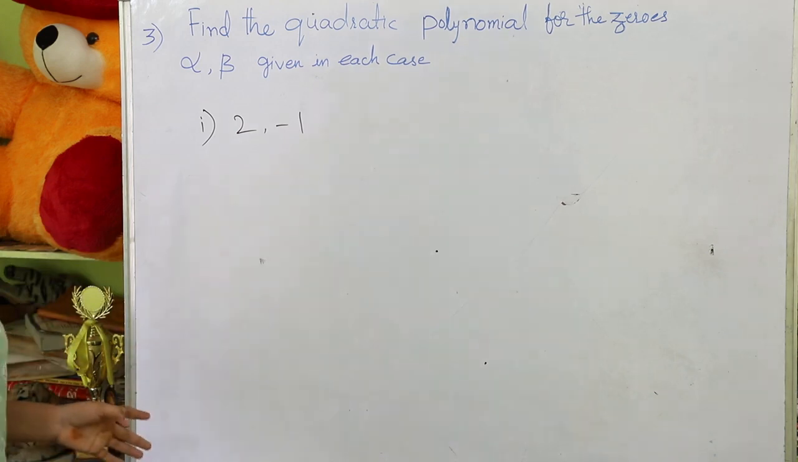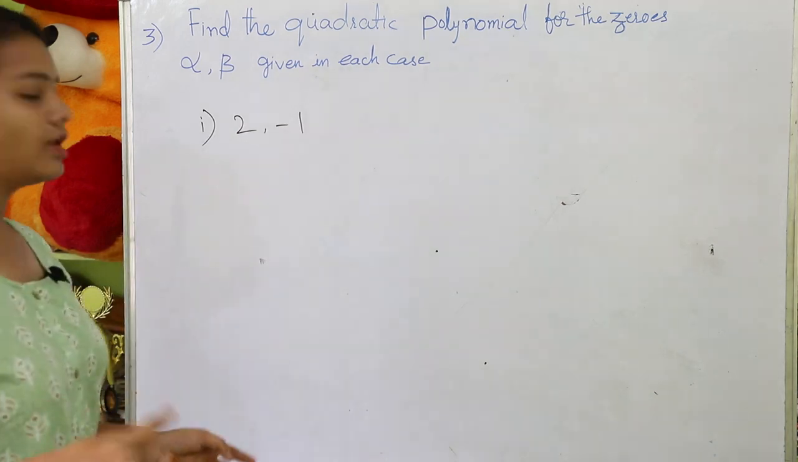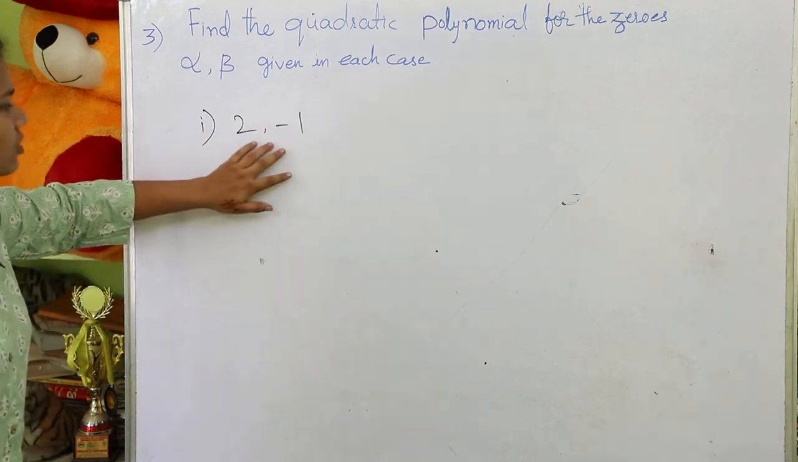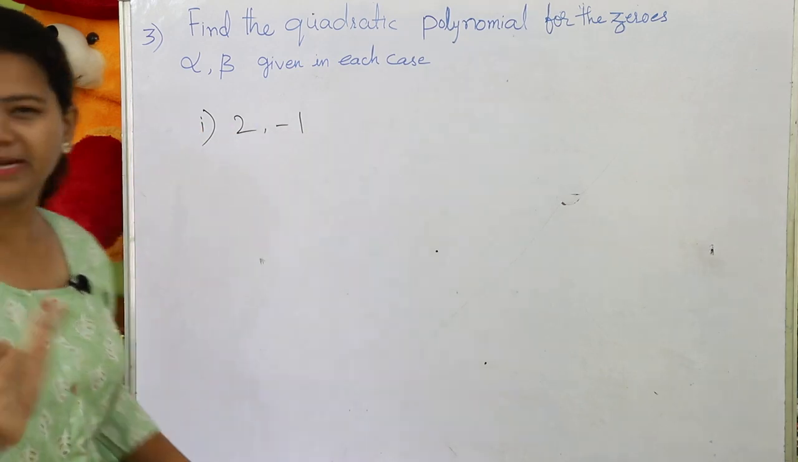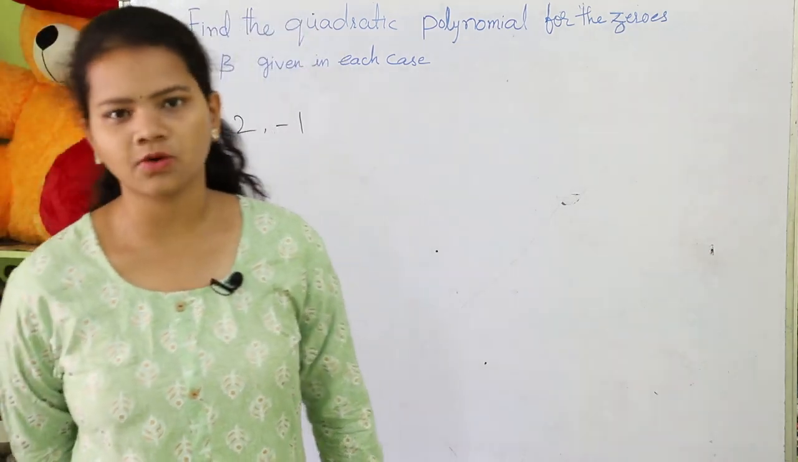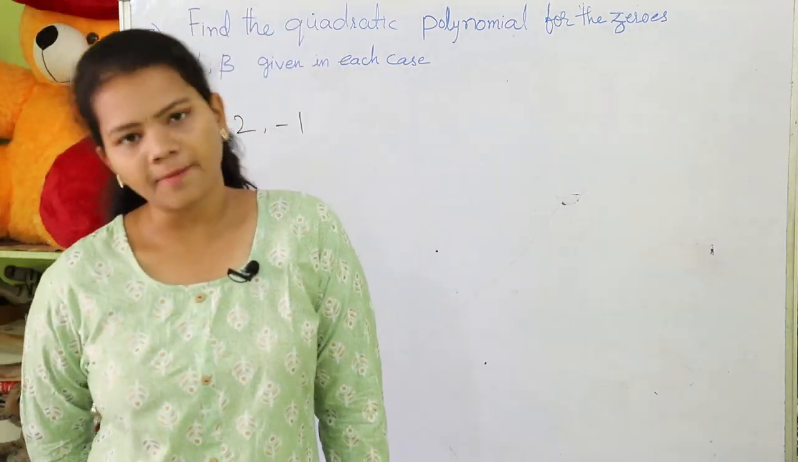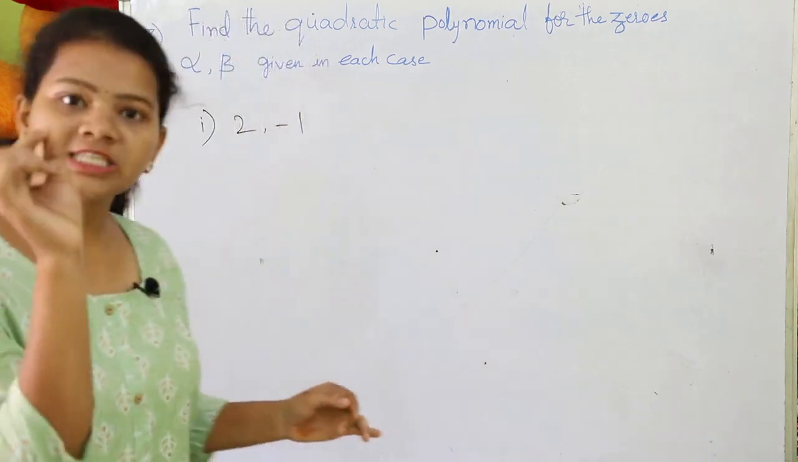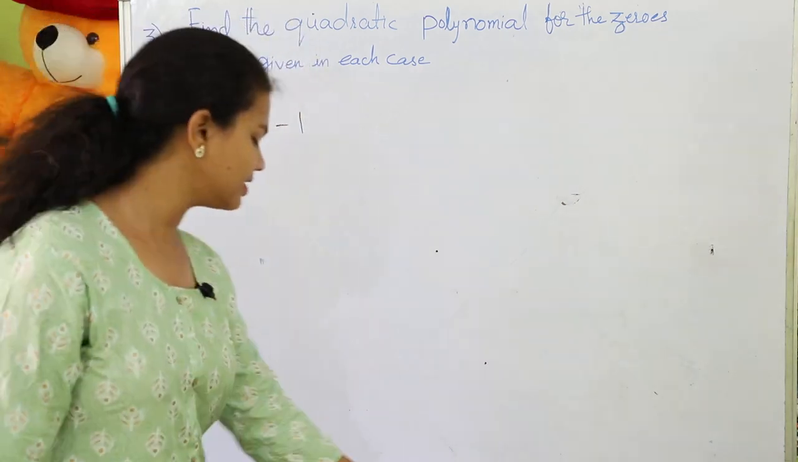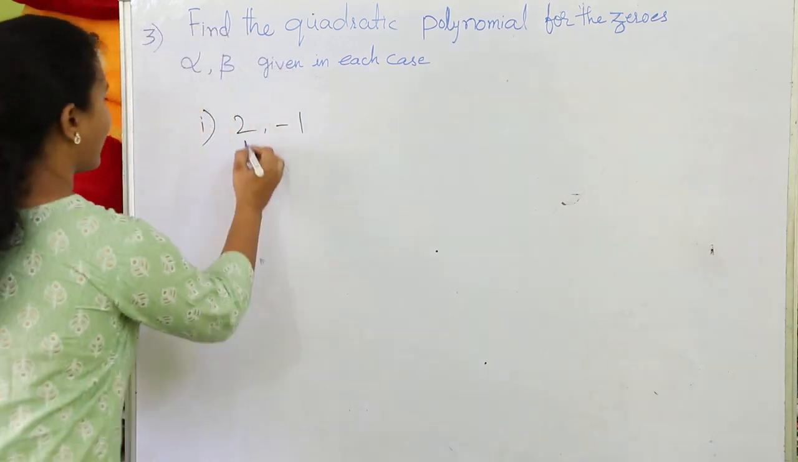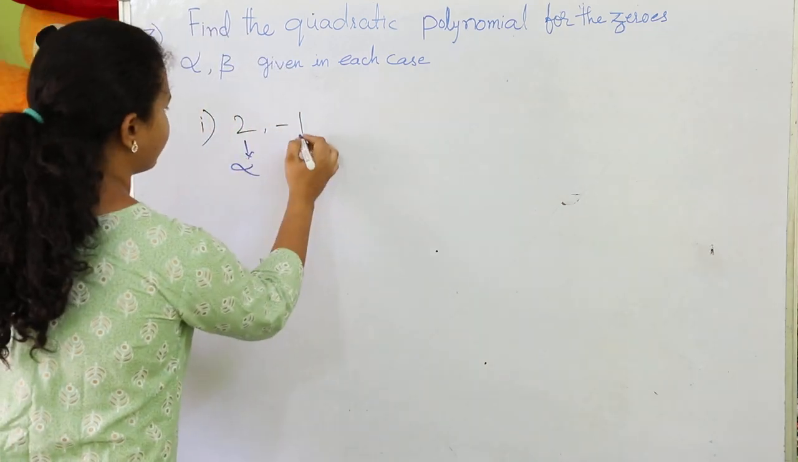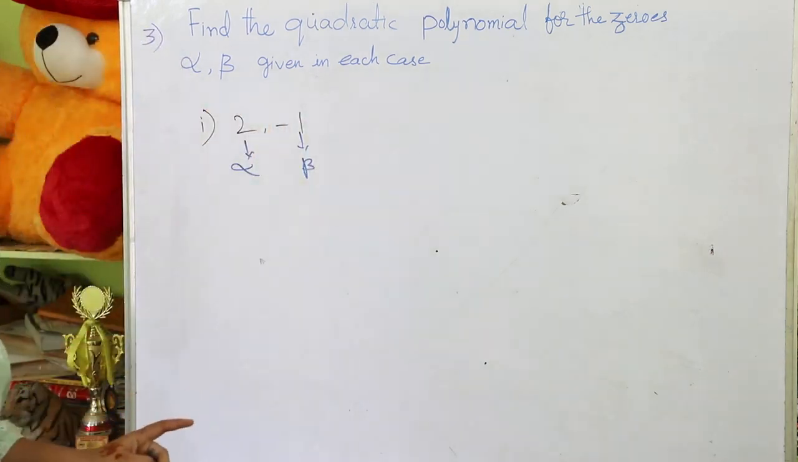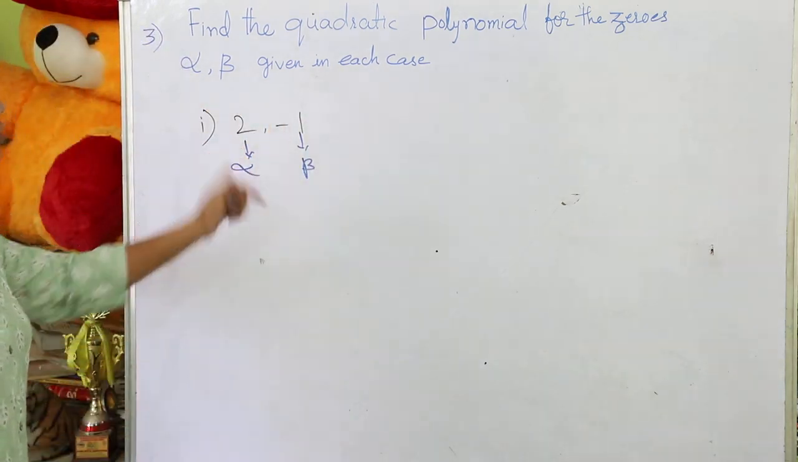So they have given the alpha value and the beta value. Alpha and beta are nothing but the zeros of the polynomial, guys. Here they have given the zeros of the polynomial. So let 2 be alpha and let minus 1 be beta.